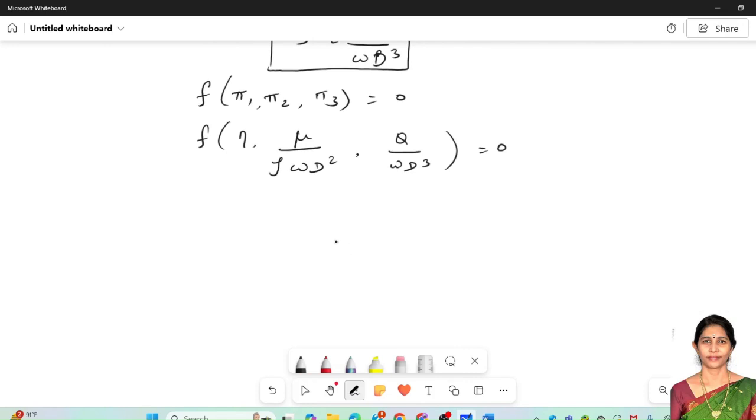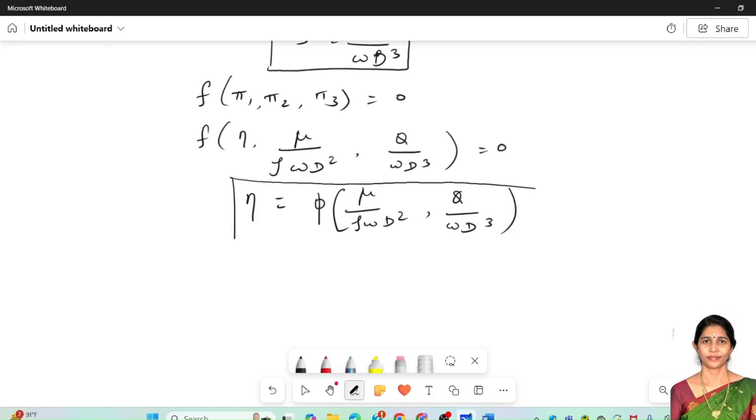Now we can rewrite this as pi 1 is a function of pi 2 and pi 3. So I'll take this function and write the pi 2 value here. That's all. This is how you're going to derive the relation between eta and other parameters, the dimensionless eta in terms of other dimensional parameters. So this is how Buckingham's pi theorem finds its application in deriving the relation between different variables.